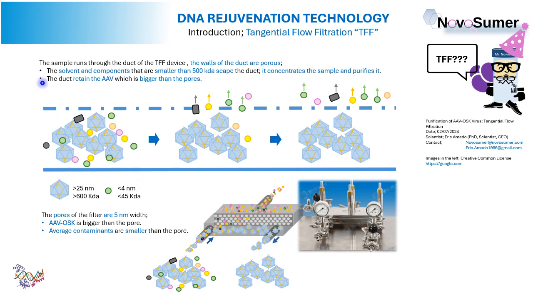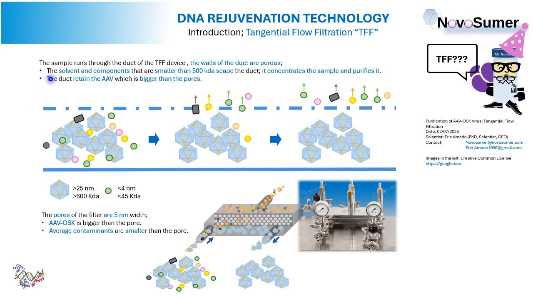Okay, the principles behind this technique are easy. Let's read with me. The sample runs through the duct, through the pipe of the TFF device, and the walls of the duct are porous. You see here? This is a representation of a pipe, and the walls of the pipe, one side maybe, is porous. It's kind of like a membrane. You see here all the pores. Okay, so the walls are porous.